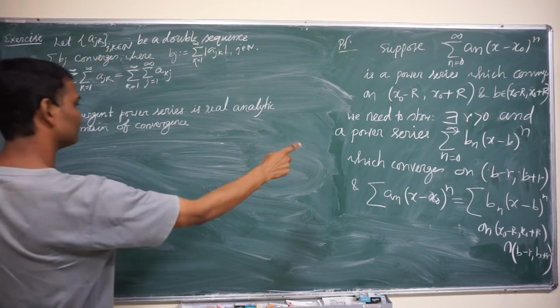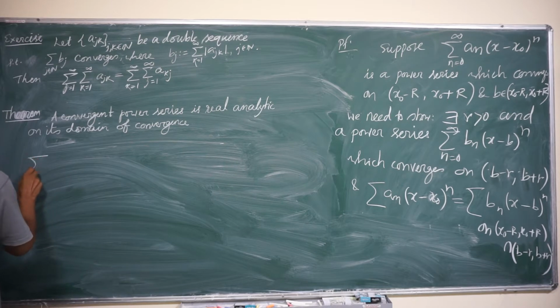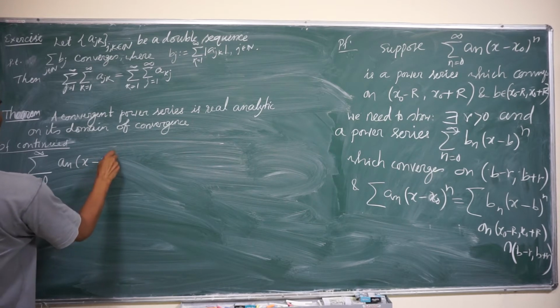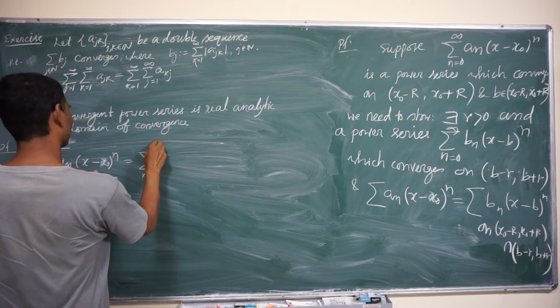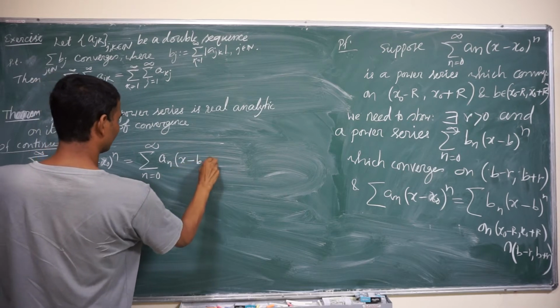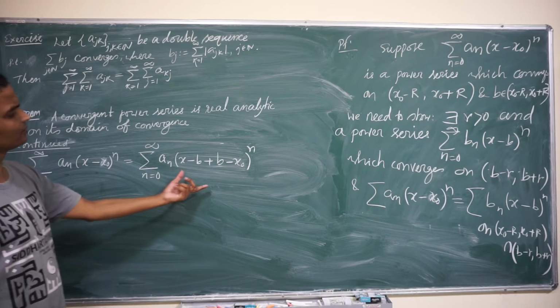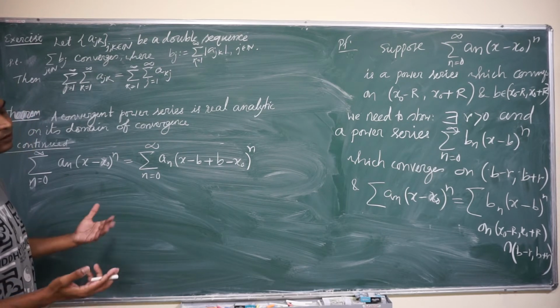Alright, so we started the proof. Now what we want to do is look at the power series, summation n equal to 0 to infinity a_n (x minus x naught)^n. Now each term we will write as summation n equal to 0 to infinity a_n (x minus b plus b minus x naught)^n. Now we'll expand this as a binomial expansion, and we want to change the order of summation here. Once we can do that, then we will be done.